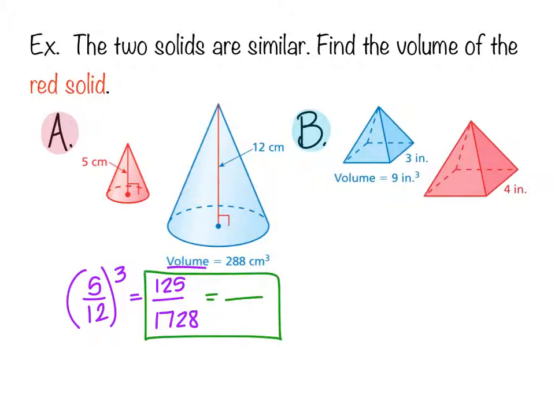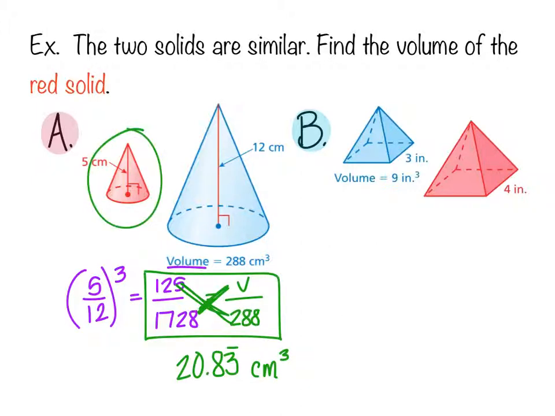I don't know the volume of the first cone, but I know the volume of the second one is 288. So I'm going to cross multiply. I'm going to do 125 times 288, that's 36,000, and I'm going to divide by 1728, and we get 20.83 repeating, and that would be centimeters cubed, and that is the volume of this cone right there.